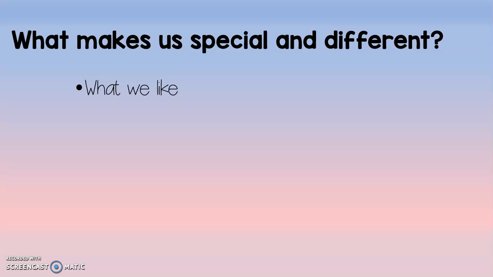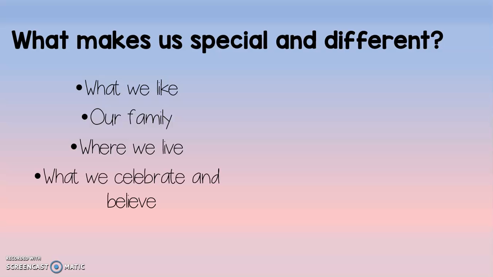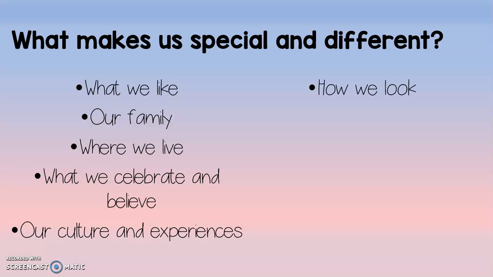So we're going to talk about what makes us special and different. We'll see things in this text set, and we'll talk about the different things that we have that are not in common. A lot of the time, some of the things that make us special or unique are things that we like. Our family, we have different families. All of us, our family looks different. Where we live, our homes, our community, what we celebrate and believe. We'll talk about different religions and holidays, our culture and experiences, so where our family is from and what our family thinks is important, how we look, our opinions, which is what we think, how we learn.